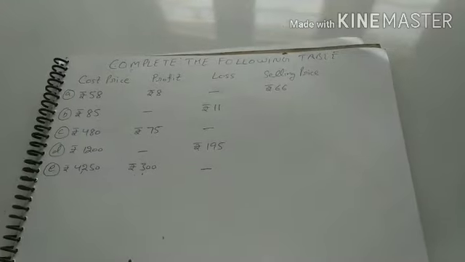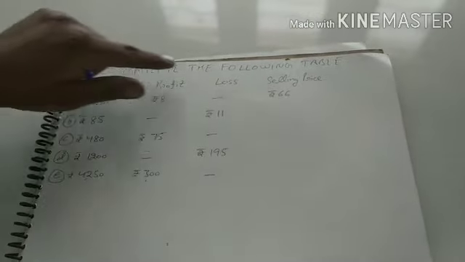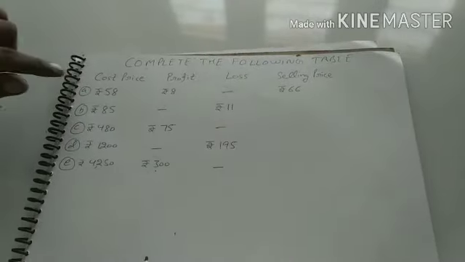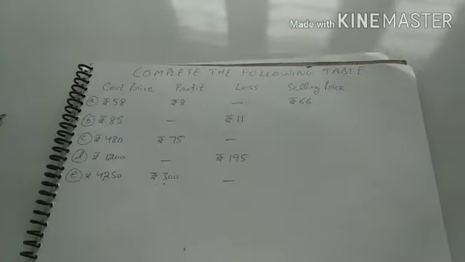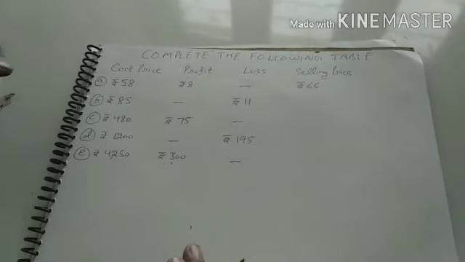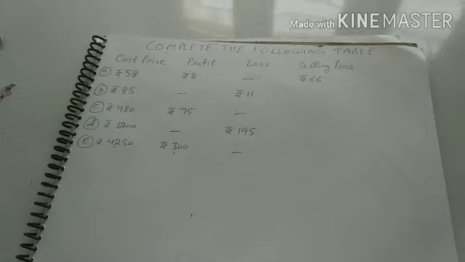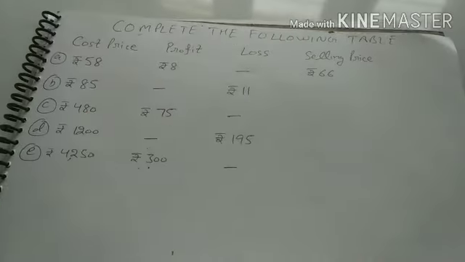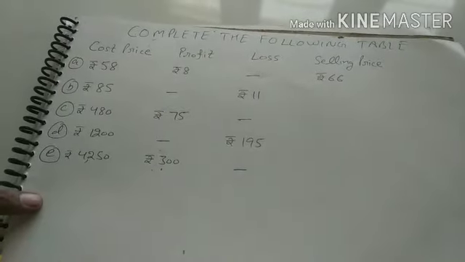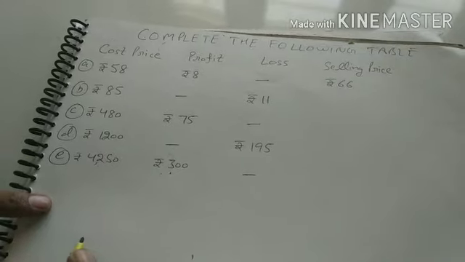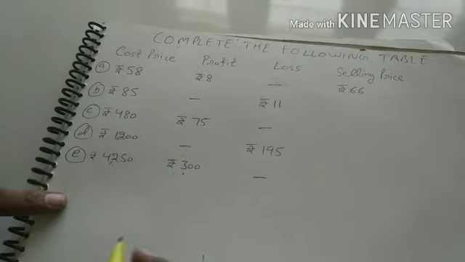Dear student, in this video, we are going to complete the following table. This table consists of cost price, selling price, profit and loss. So student, first of all, I will clear the concept of profit and loss. First of all, the price at which we purchase a thing is called its cost price.